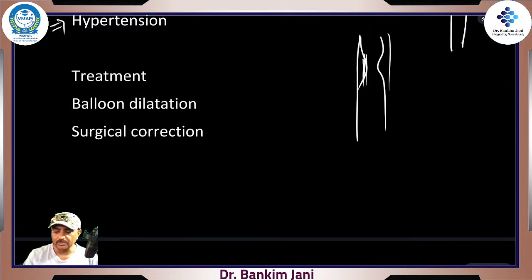Now, treatment: if this is the narrowing, it can be corrected surgically. Surgical correction, or balloon dilatation. So a balloon is inserted, and as it dilates, it creates the space. So these are the treatments.